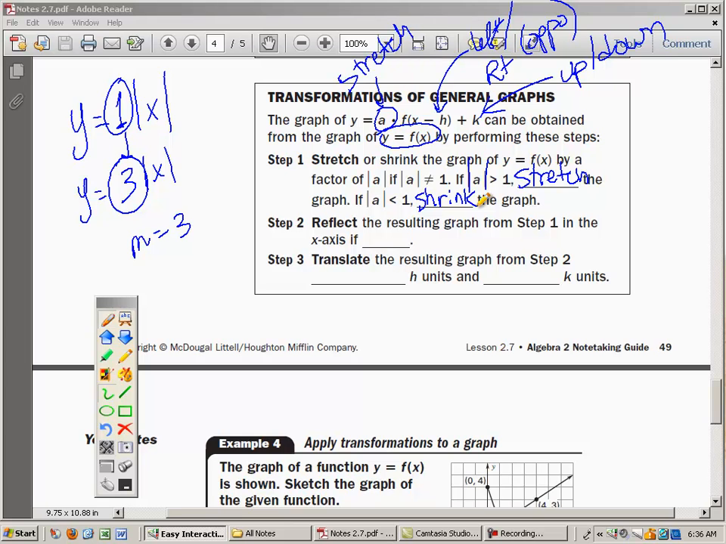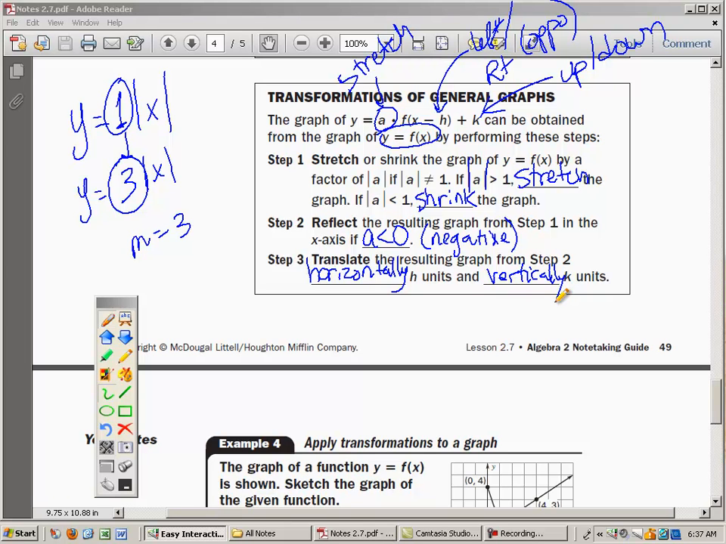If that a number is less than 0, basically if it's negative, that's when we are going to flip the graph upside down. And then we're going to be translating each of the points of the graph horizontally h units, and vertically k units. So this is all exactly the same thing, right? We haven't done anything new.